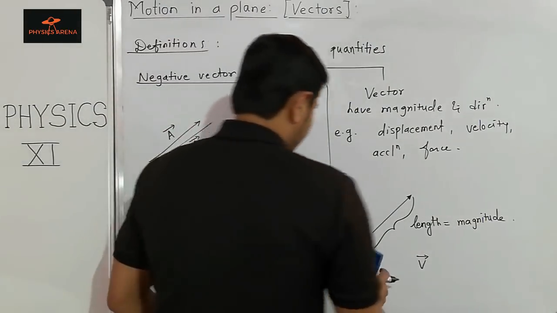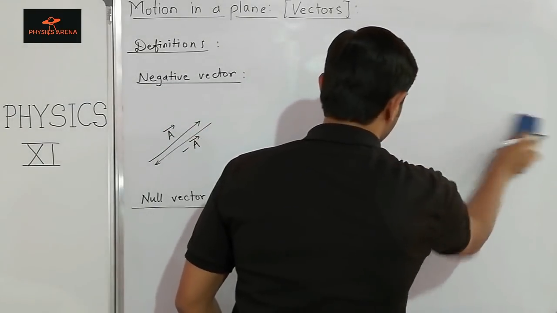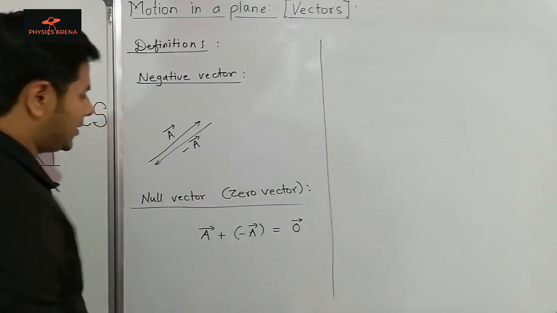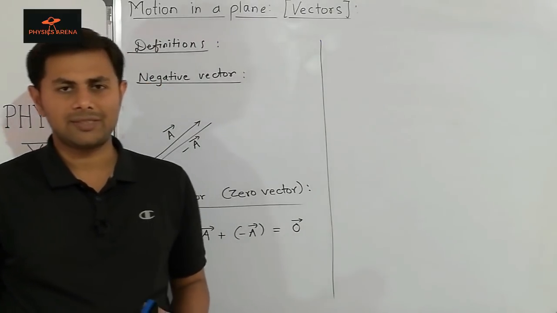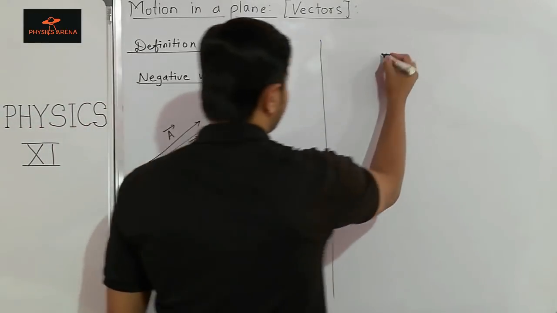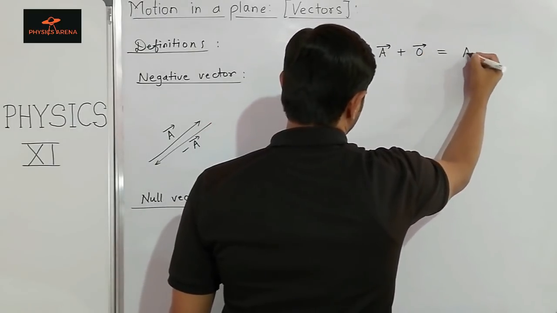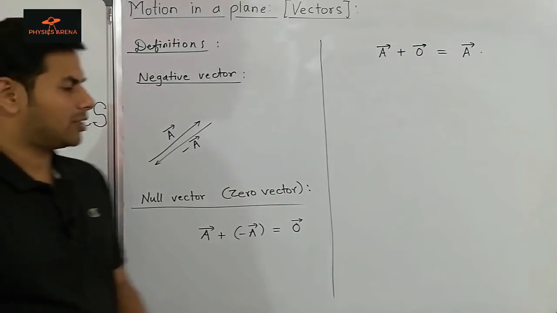Then the property of the null vector is that if I add this null vector or zero vector to some other vector, I will get back the same vector. So a bar plus this o bar is equal to a bar. So addition of this vector will not change the magnitude.